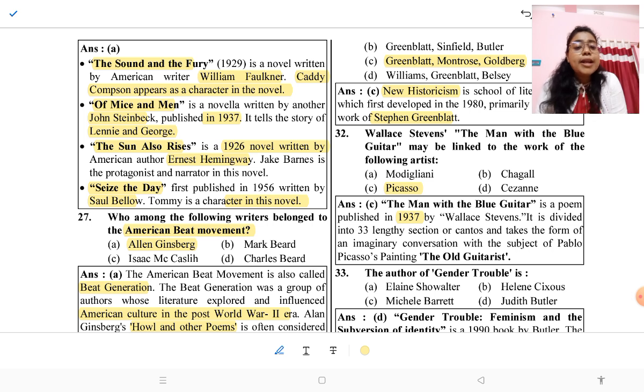It is divided into 33 lengthy sections, or cantos, and takes the form of an imaginary conversation with the subject of Pablo Picasso's painting The Old Guitarist.